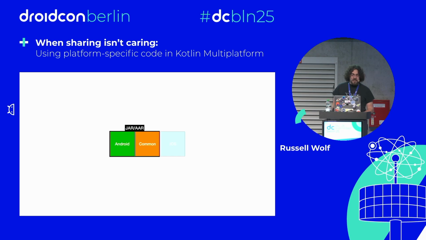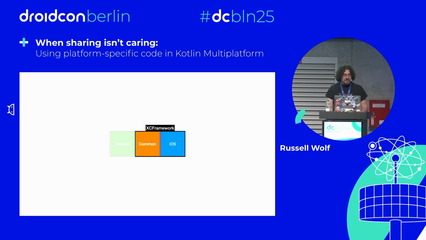And when you build for Android, you take the Android and the common sources and bundle that into an AAR, an Android library. Or maybe you're just targeting JVM without Android-specific stuff, and you'll make a jar file. And when you're building for iOS, you'll create an XCFramework out of the common sources and the iOS sources.